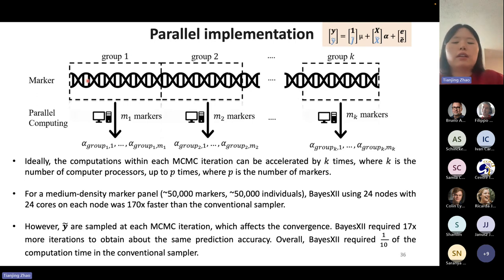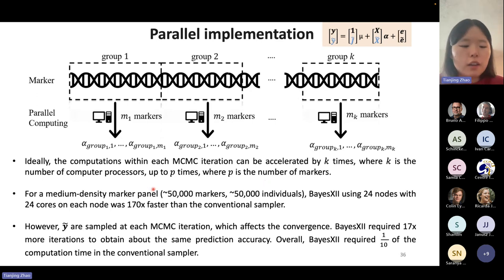So we designed parallel computing code where we split the whole genome into different groups. For each group, we assign computer processors to estimate the marker effects. Ideally, let's say we have k markers. If we also have k computers, then the k computers can run at the same time. So the MCMC can be accelerated by k times, where k is the number of computer processors, up to p times, where p is the number of markers.